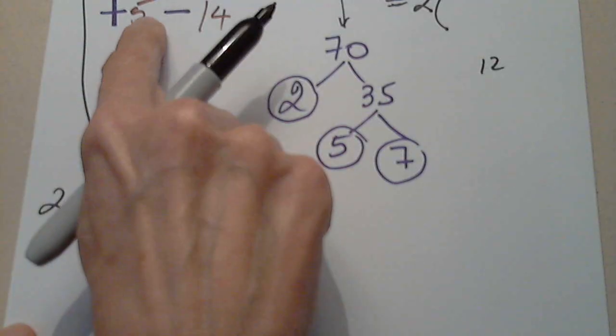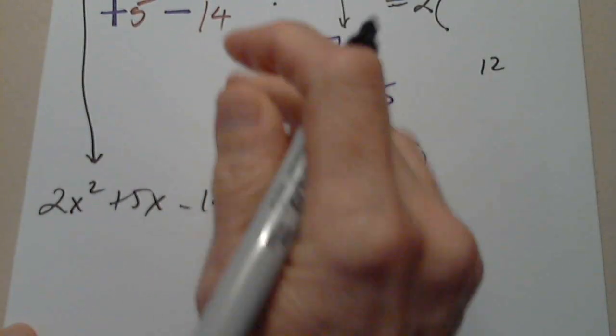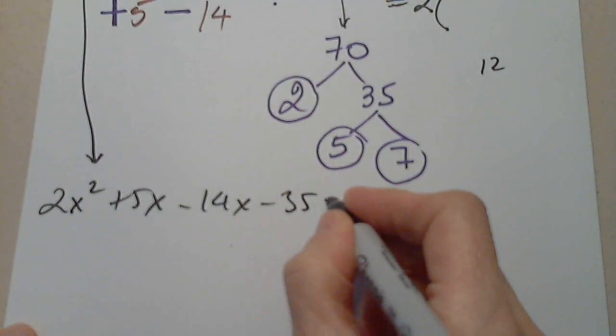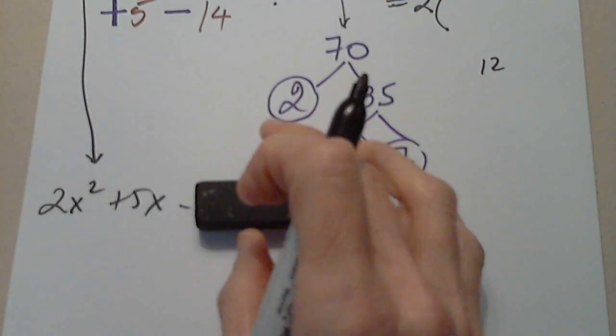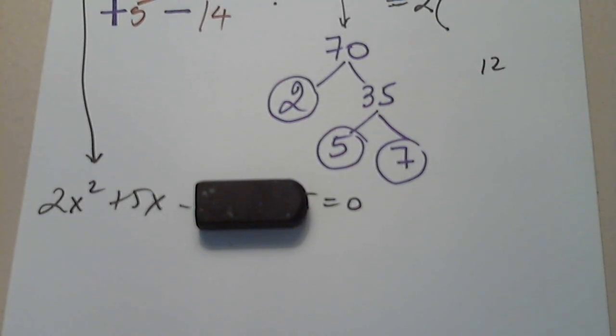There's a lot of work to do here. 2x squared plus 5x minus 14x minus 35 equals 0. We need to determine the greatest common factor of the first two, which is x, which is just plain x.